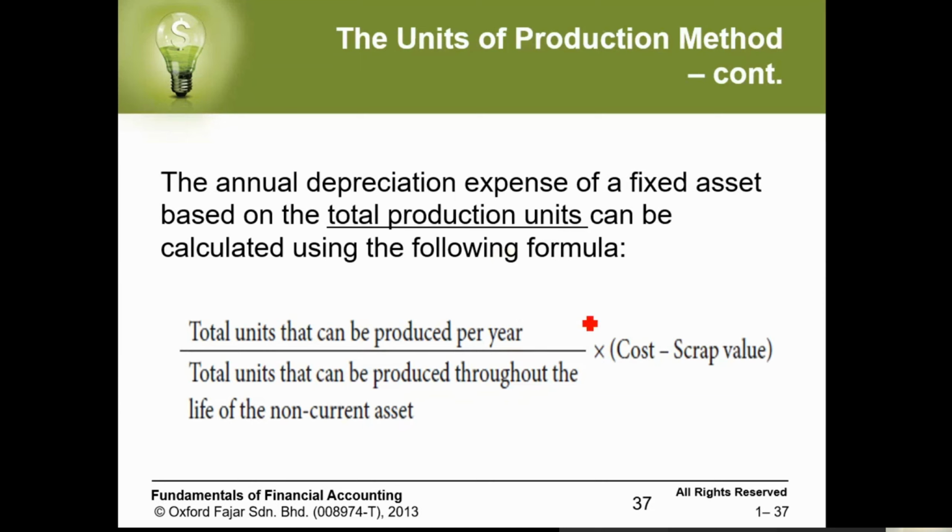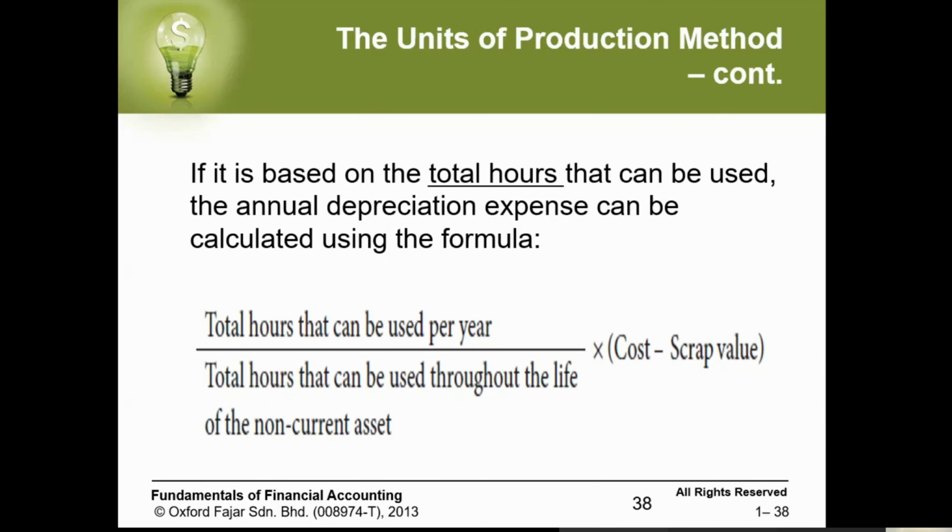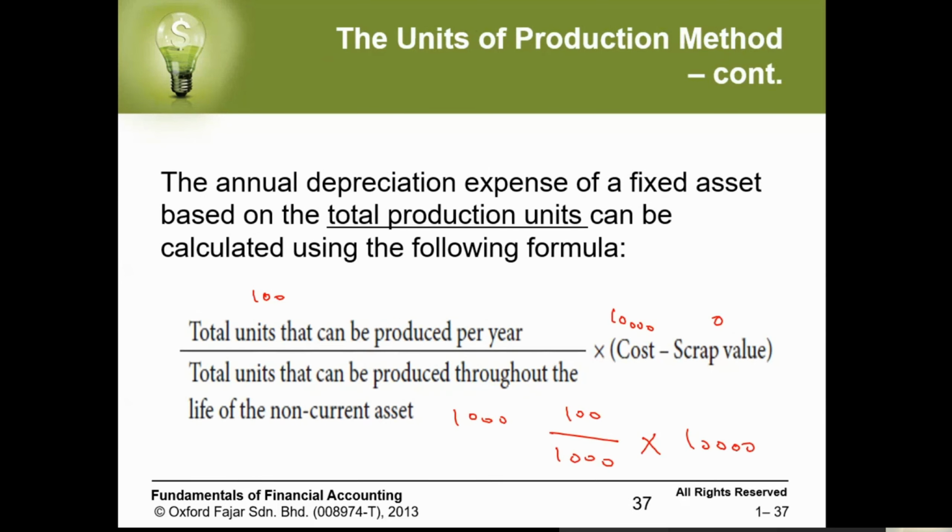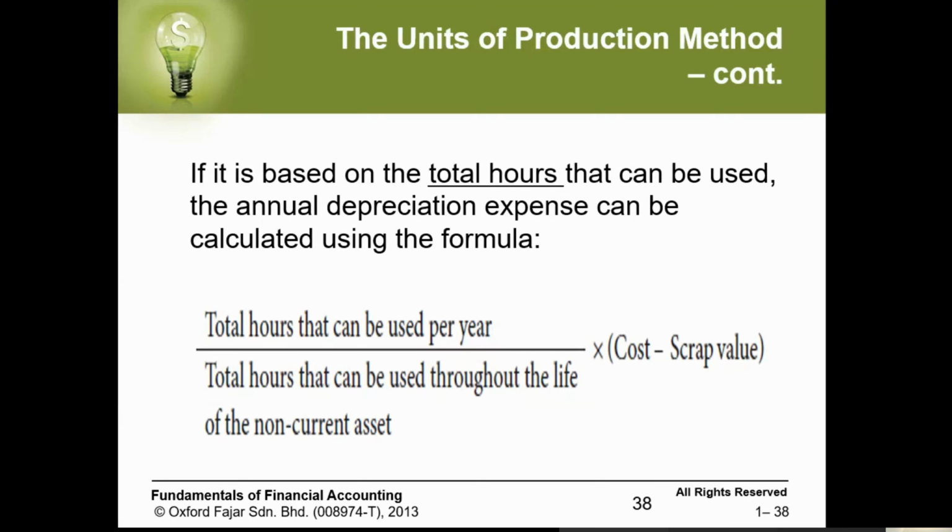As an example, if the cost is 10,000, scrap is 0, the total units that can be produced this year is 100, and the total units that can be produced in the total life of this asset is 1,000, then you put 100 divided by 1,000 multiplied by 10,000. Let's take an example. Here we can base it on the units produced, or on the hours, because some machines are based on hours of use. Like a laser machine, based on how many clicks you can press.